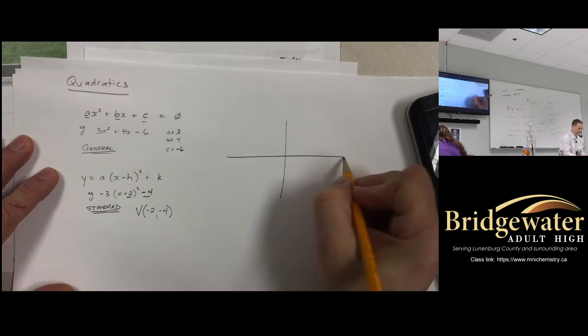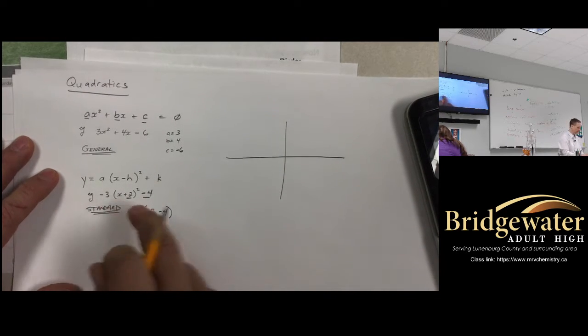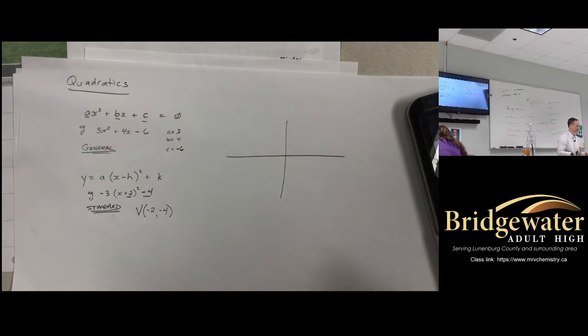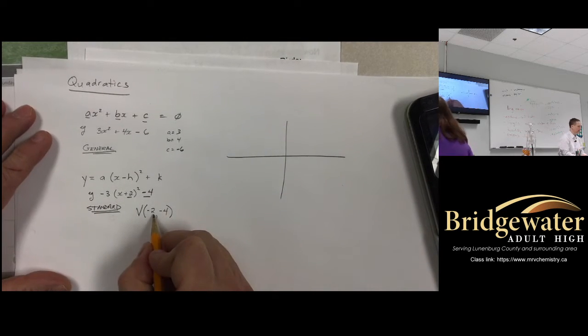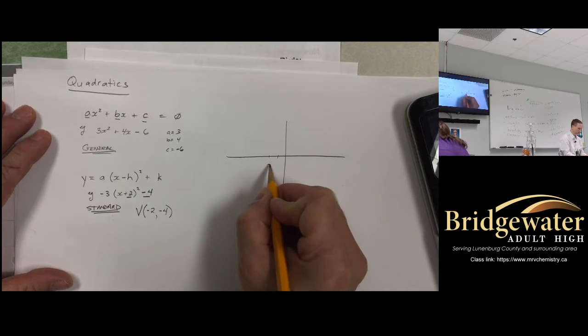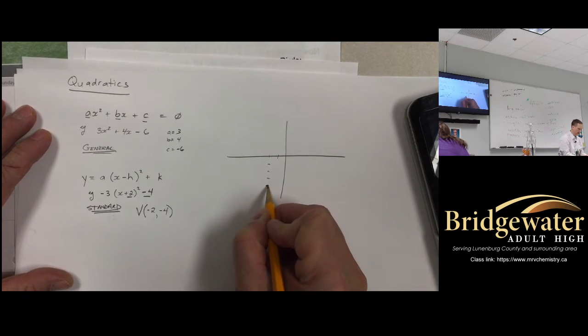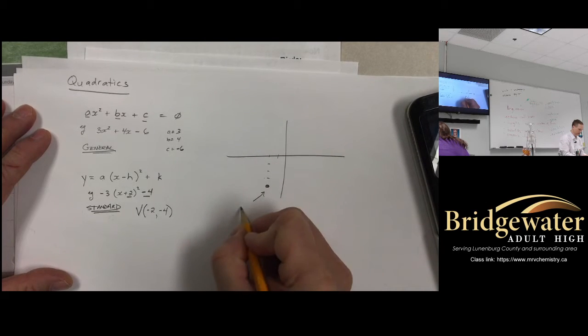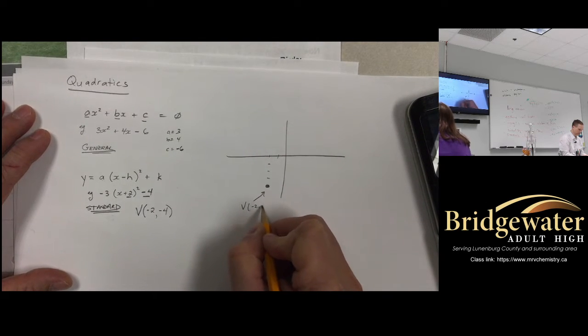And when it comes down to it, I'm going to scroll over here to the side. When it comes down to it, we can graph standard format without any calculator, just kind of looking at it. This one is 2 backwards, so 1, 2 backwards, and 4 down, 1, 2, 3, 4. And there's the big dot, there's the vertex right there. That's the vertex, negative 2, negative 4.